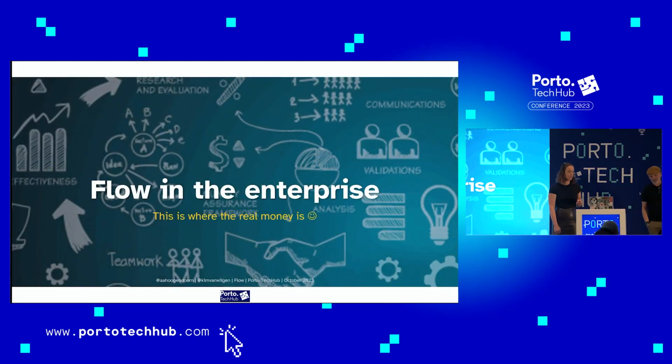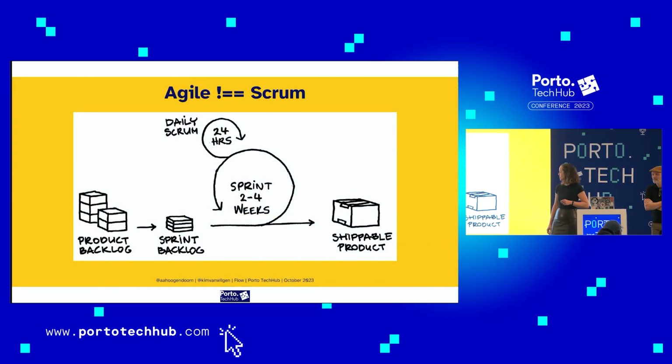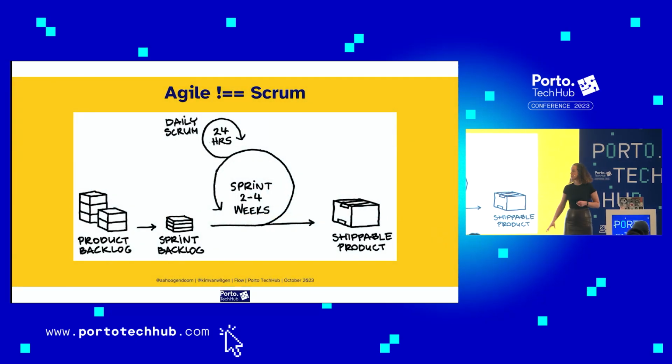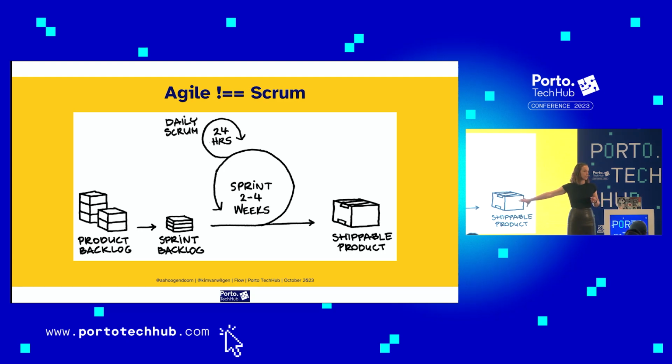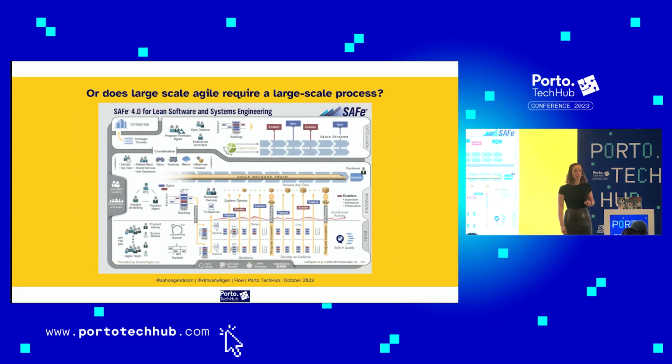real money is. Yes. So the main question we can ask ourselves is, well, of course, Agile isn't Scrum. Is such a small process sufficient for any big enterprise to handle all their projects, because you have all these dependencies? Or do you actually require a large-scale process?